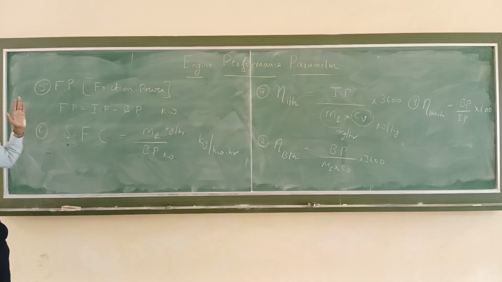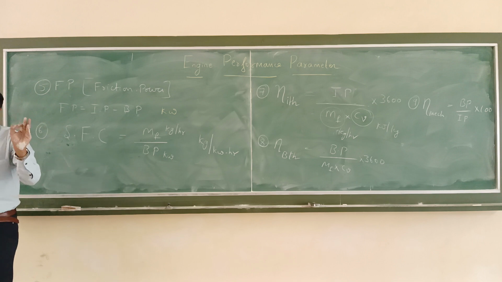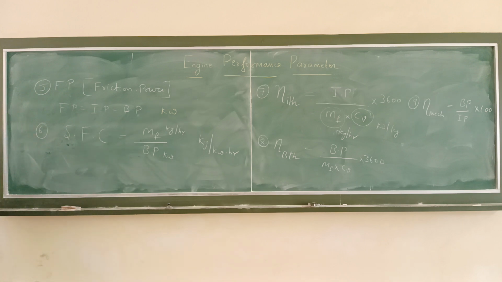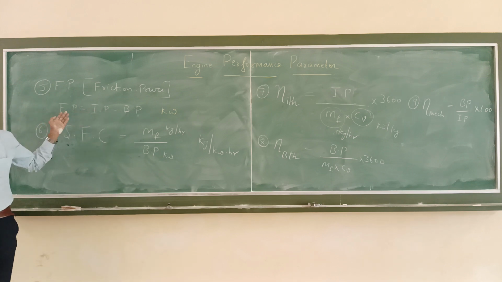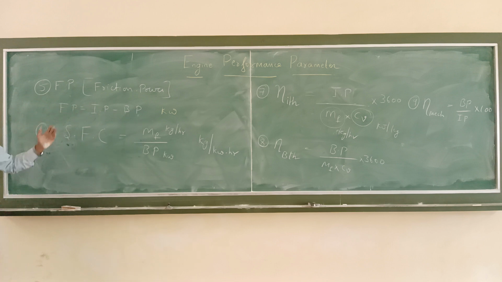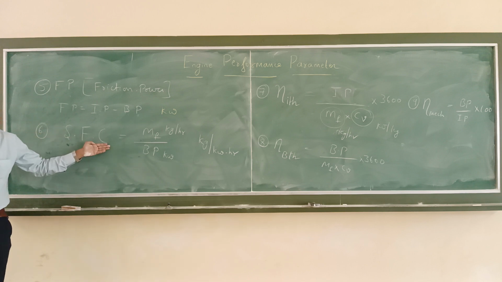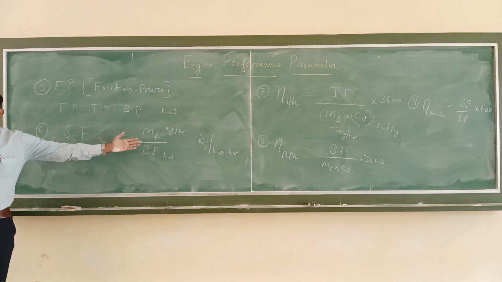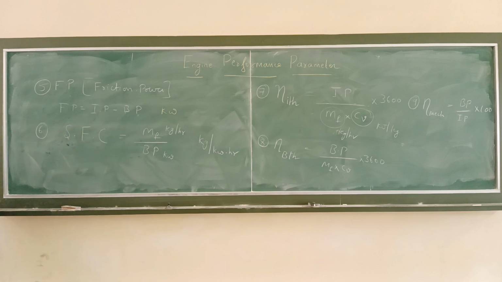I will repeat once again from this. What is the fifth one? It is the frictional power. It is the difference of IP minus BP, that is indicated power minus brake power. So FP is equal to IP minus BP. So the power loss due to the friction. Next one, sixth one is the specific fuel consumption. What is the definition? It is the amount of fuel consumed per unit power. So that is the specific fuel consumption.